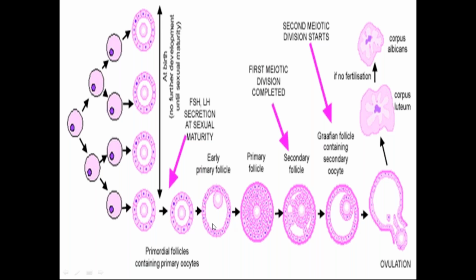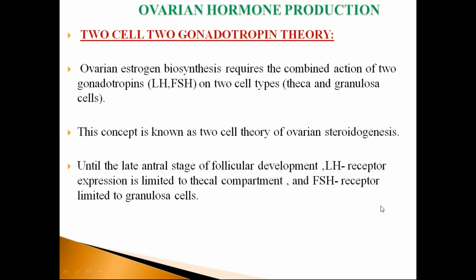Primordial follicle, primary follicle, secondary or preantral follicle, antral or dominant follicle. After the antral follicle, due to follicular fluid accumulation, the size of the follicle increases and finally it ovulates. So that is the follicular development which happens in each menstrual cycle.